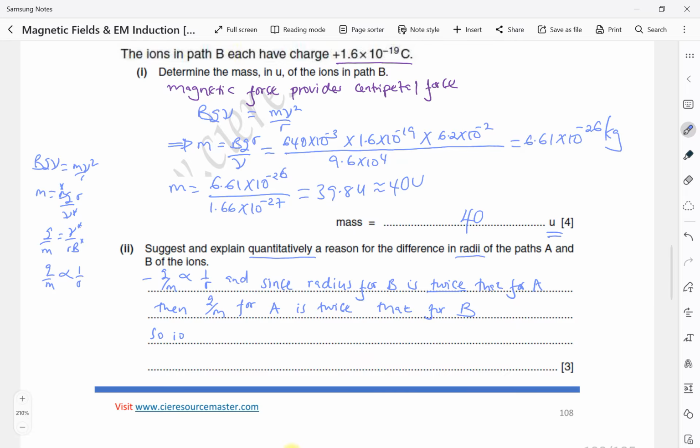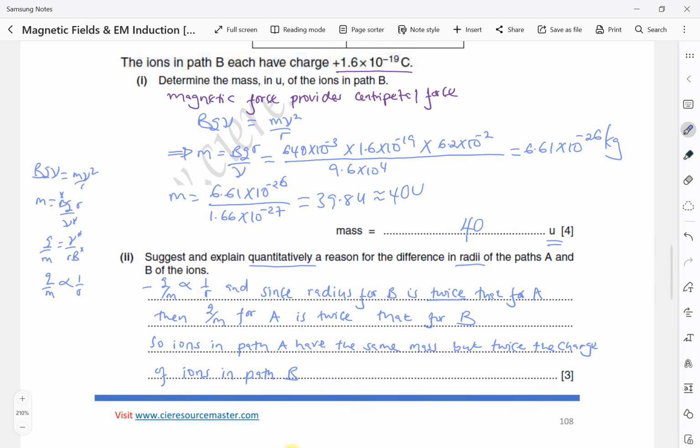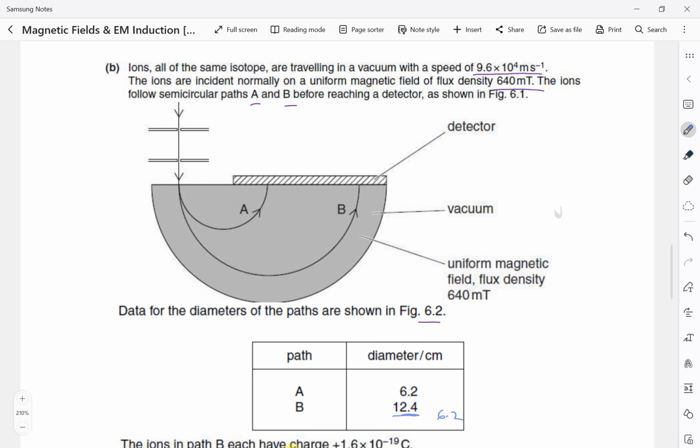So ions in path A have the same mass, but twice the charge of ions in path B. These are all ions of the same isotope, traveling in a vacuum with the same speed.